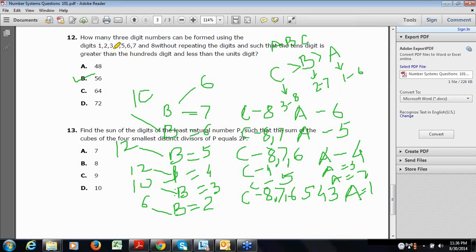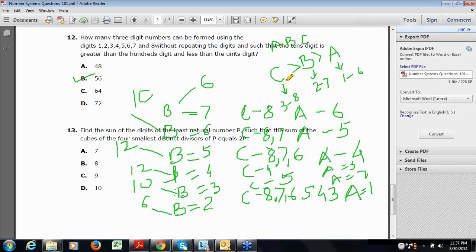So we have numbers 1, 2, 3, 4, 5, 6, 7 and 8. So we have to form a 3-digit number A, B, C. What is the condition? C is greater than B, which is greater than A. So A can have what values? 1 to 6. It can take values from 1 to 6. B can take values from 2 to 7. C can take values from 3 to 8.